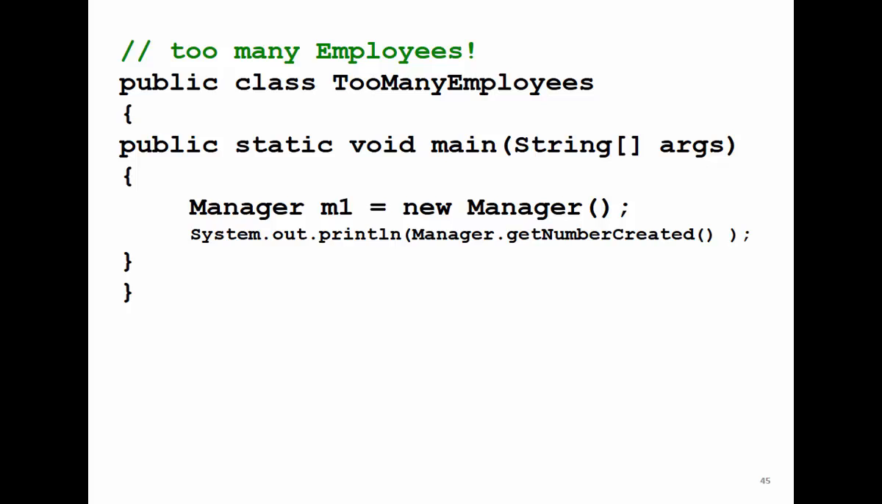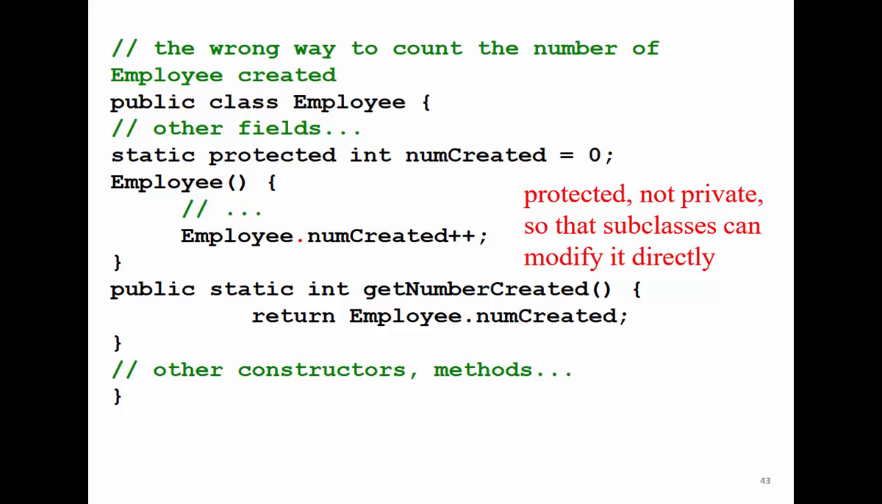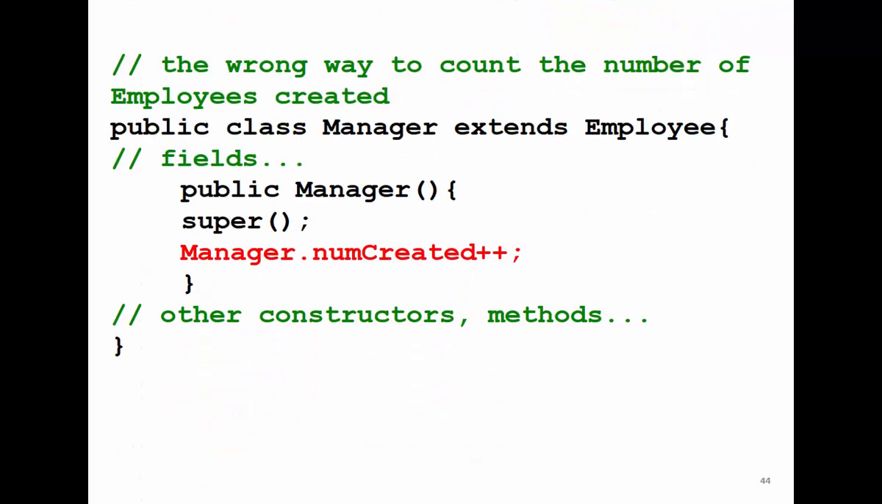Do you think this code will print 1 or 2, based on the previous slide? This is the previous slide. This is the Employee. The static field is numberCreated. If we call Employee constructors, we're going to increment. If we call a Manager's constructor, we're going to increment.